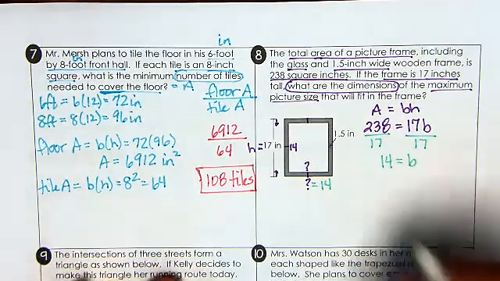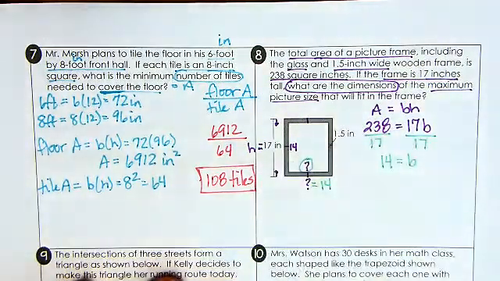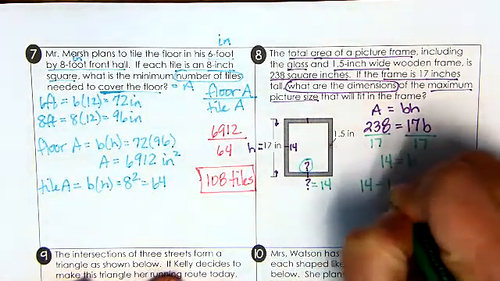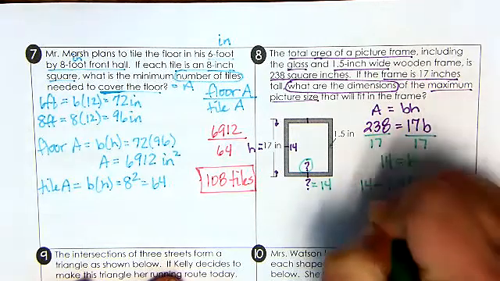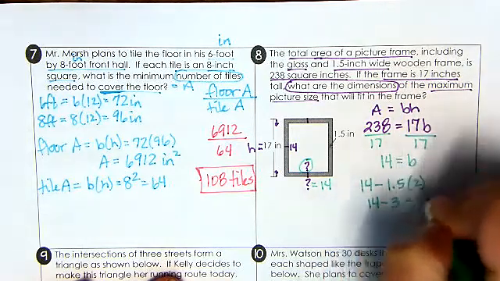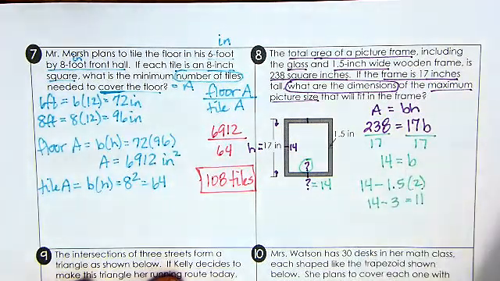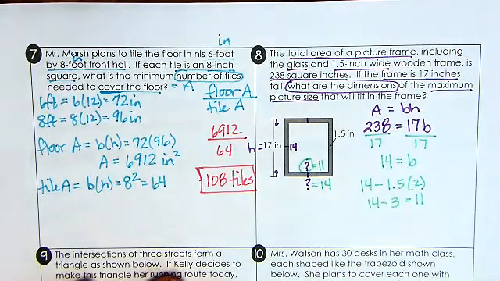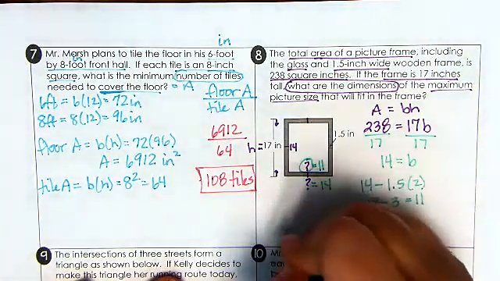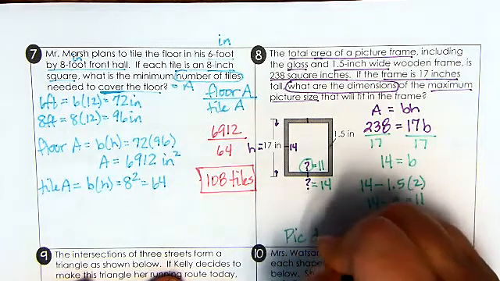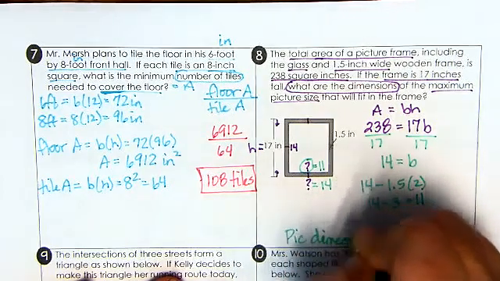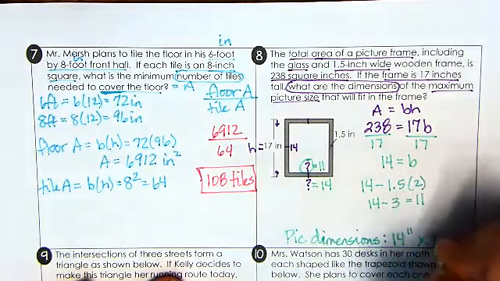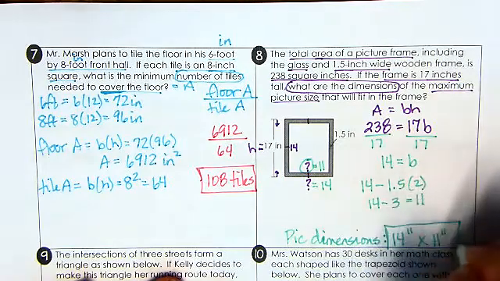So to find the inside amount, I'm going to do 14 minus 1.5 times 2, which is 14 minus 3. So that gives me 11. So therefore, the dimensions of the actual picture are going to be 14 inches by 11 inches.